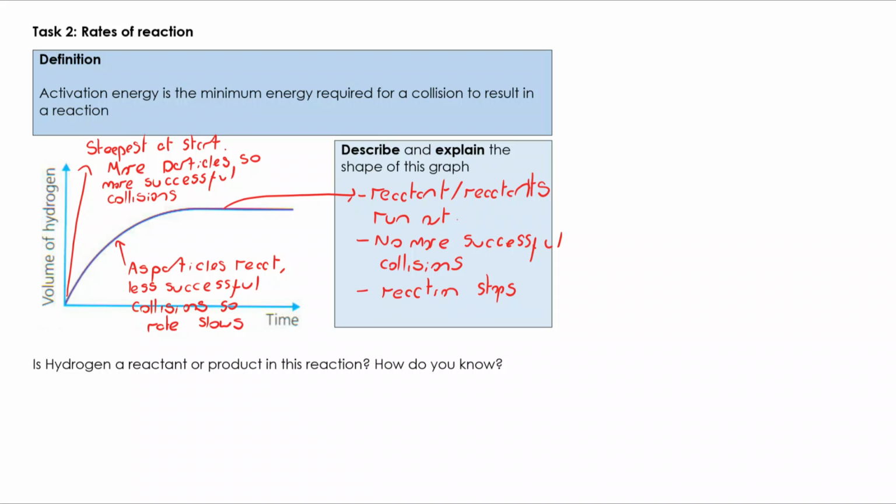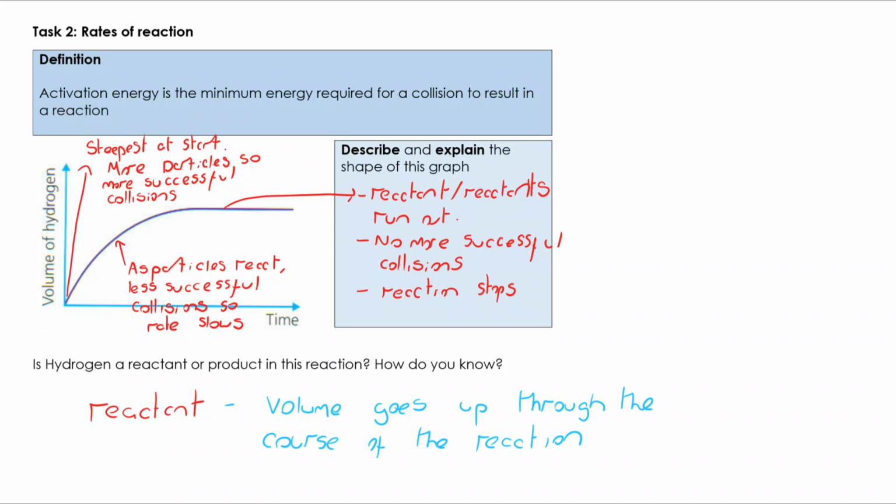In terms of whether it's a reactant or a product, it's a relatively straightforward question, but it's not impossible. It would be asked as an easy mark in the exam. The hydrogen here is a product. How do we know that? Well, we started with none of it and we ended up with some of it. The volume has gone up. So if the volume goes up in a reaction, that tells us it's a product. If the graph had been a reverse of this, where we started with a volume of hydrogen and ended with no hydrogen, that would tell us that it was a reactant.